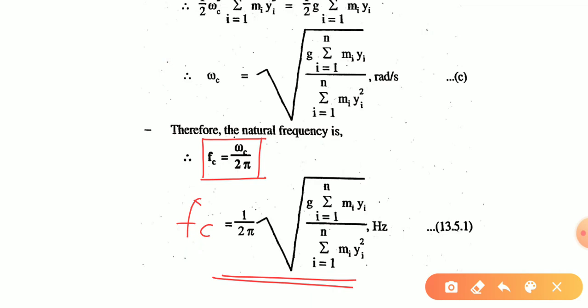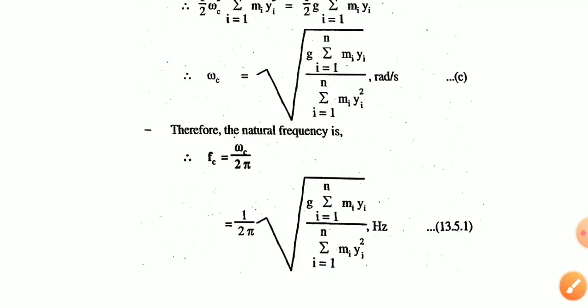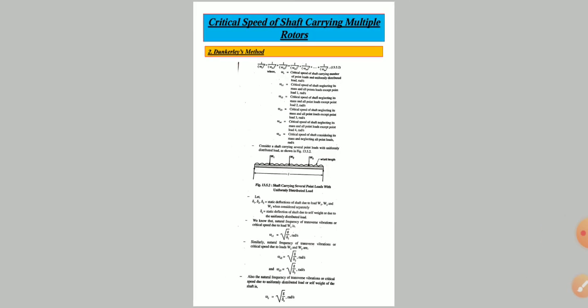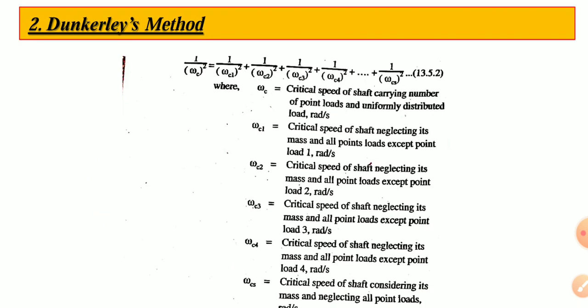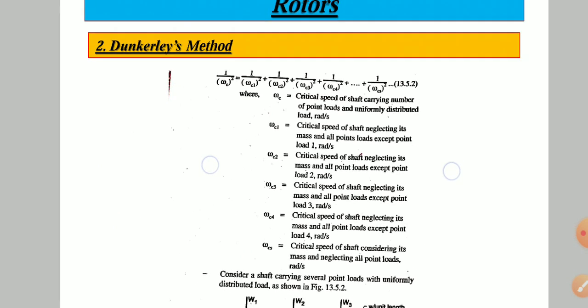Next, the second method to find the critical speed of a shaft carrying multiple rotors is Dunkerley's method. Here the critical speed of a shaft carrying multiple rotors or a number of point loads along with a uniformly distributed load is obtained by Dunkerley's formula, an empirical formula. Empirical, which is derived from experiments.